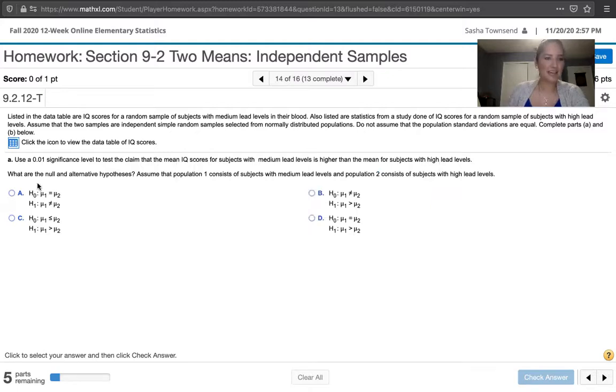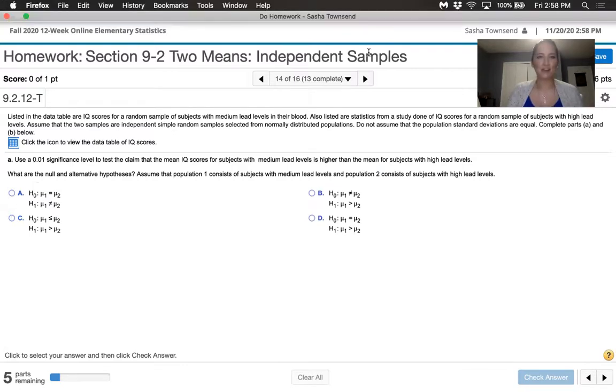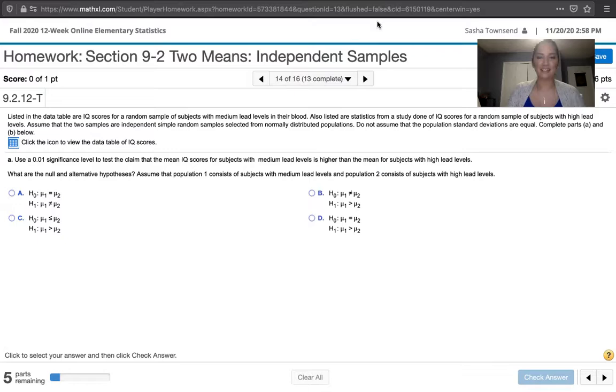Okay, so part A says, use a 0.01 significance level to test the claim that the mean IQ scores for subjects with medium lead levels is higher than the mean for subjects with high lead levels. And then it asks, what are the null and alternative hypotheses? Assume that the first population consists of subjects with medium lead levels and the second population consists of subjects with high lead levels. So with that in mind, I'm going to share my paper with you, and then we'll talk through what the null and alternative hypotheses should be.